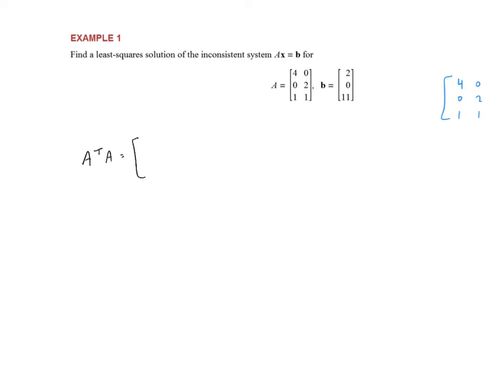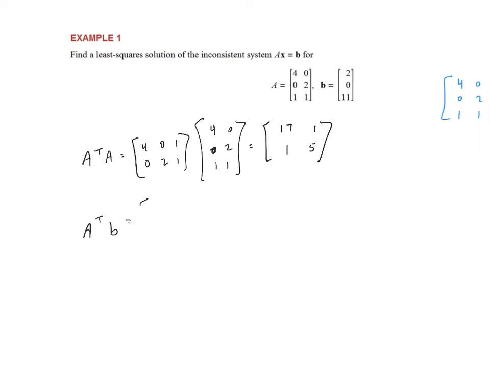A transpose looks like this: [4, 0, 0; 2, 1, 1] times regular A, [4, 0; 0, 2; 1, 1]. When you do that multiplication, you get [17, 1; 1, 5]. We also have to find A transpose times B. A transpose B is [4, 0, 0; 2, 1, 1] times my B vector, [2, 0, 11]. Do that multiplication, and you get [19, 11].